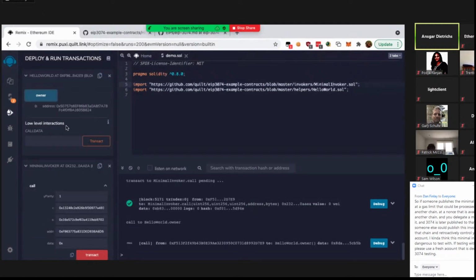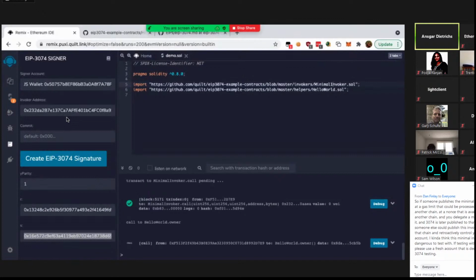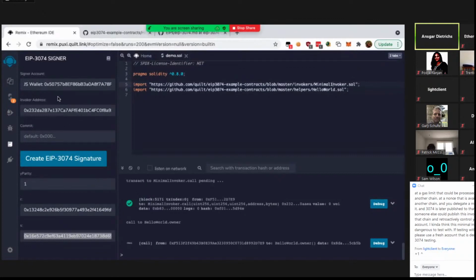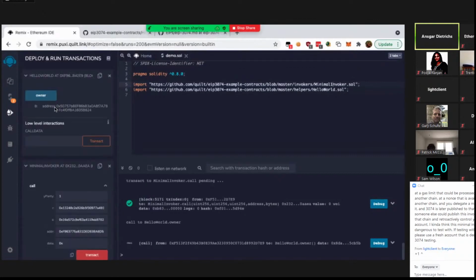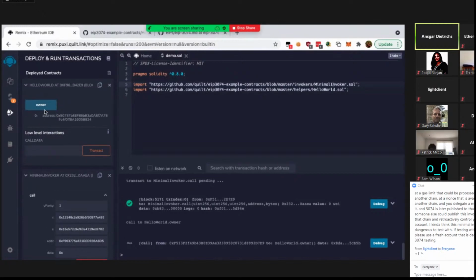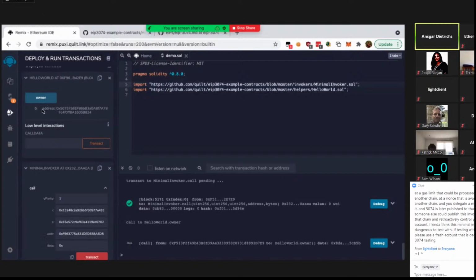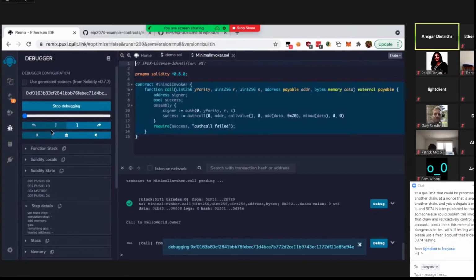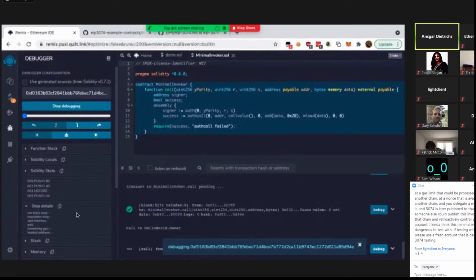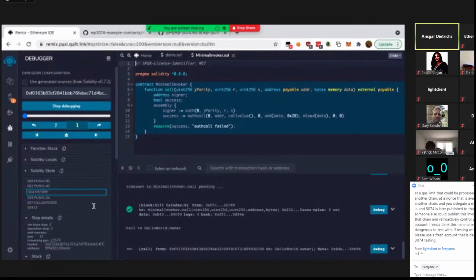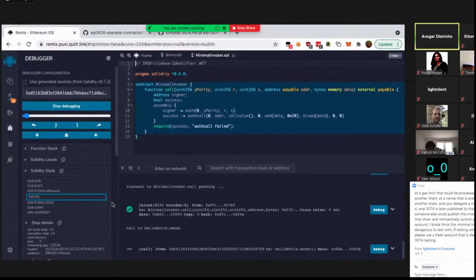I'm a little bit surprised, because usually it automatically jumps to the beginning of the execution. It doesn't really matter, I just have to find where it is. Okay, so here we are.